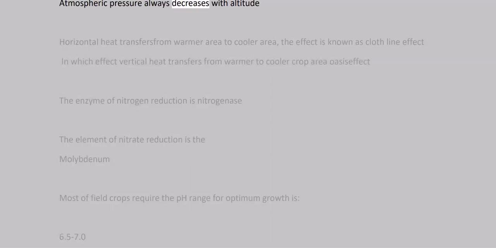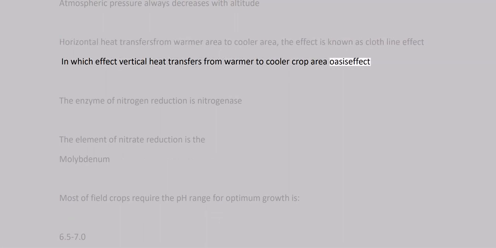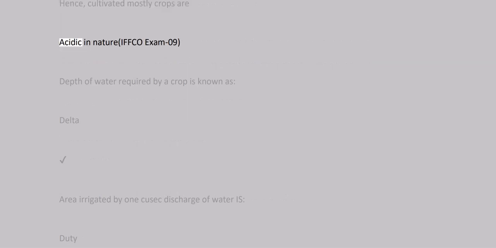Atmospheric pressure always decreases with altitude. Horizontal heat transfer from warmer area to cooler area is known as the clothesline effect. Vertical heat transfer from warmer to cooler crop area is the oasis effect. The enzyme of nitrogen reduction is nitrogenase. The element of nitrate reduction is molybdenum. The pH range for optimum growth of most field crops is 6.5 to 7.0. Hence, most cultivated crops are acidic in nature.